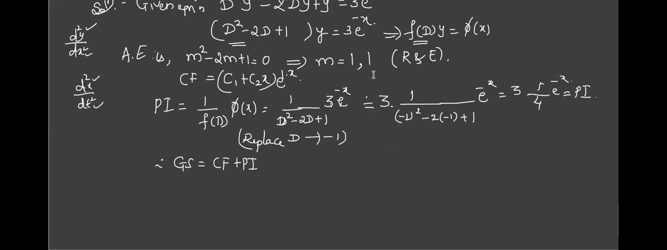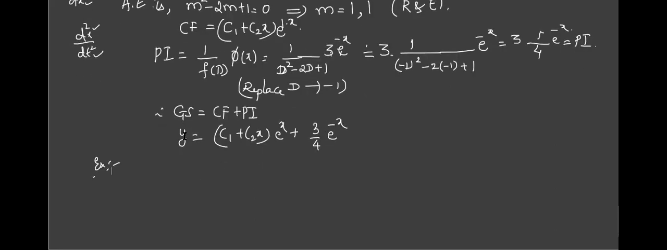Write it as Y is equal to CF, what CF you have got, write it. And what PI you have got, write that: 3/4 e raised to -x. What is this? This is the required general solution. How did you feel about the example, was it easy? You need to remember the procedure. That is most important.